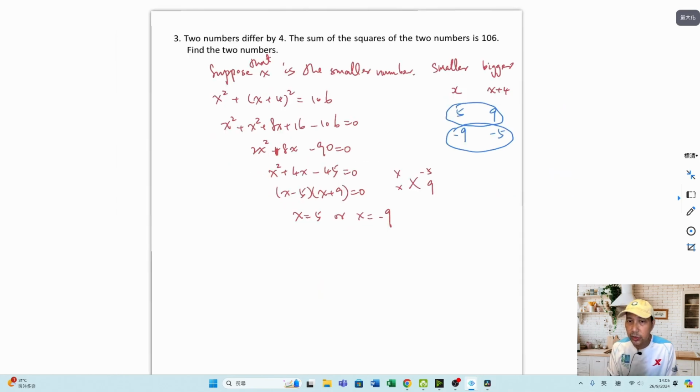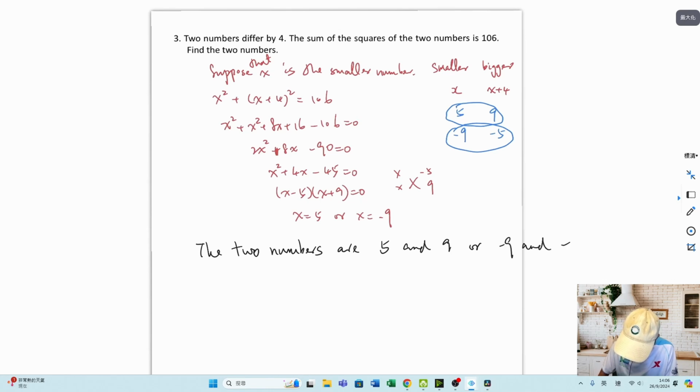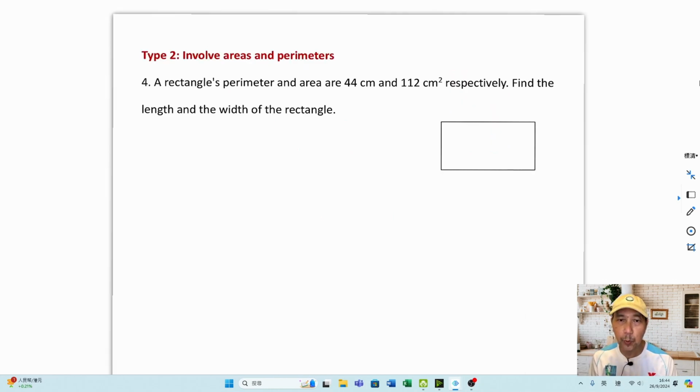The question asks us to find the two numbers. We need to carefully and clearly express the answers like this. The two numbers are 5 and 9. This one is the first set, or negative 9 and negative 5. Okay, let's move on to another type of questions.